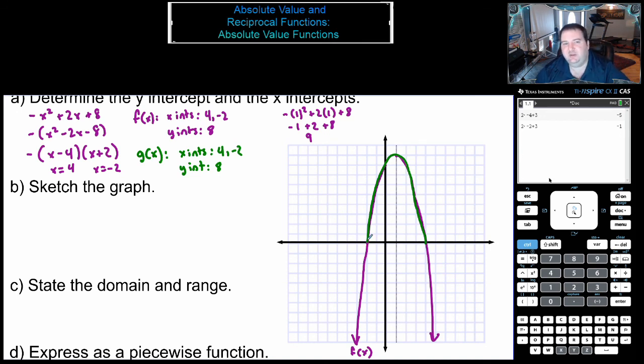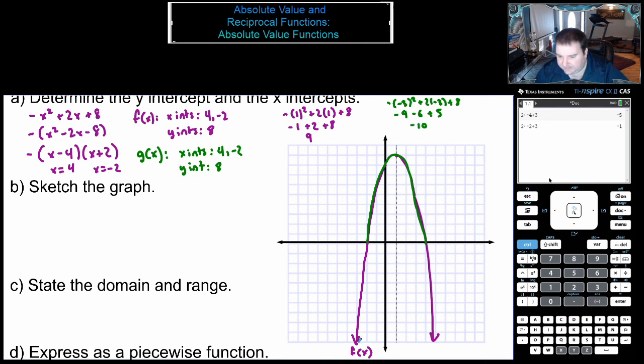So let's kind of just, just to be sure, let's find these values. So when x is -3, we're going to have negative 3 squared plus 2 times -3 plus 8. What is this? -3 squared is 9, so that's -9 minus 6 plus 8, which is going to be -15 plus 8, which is -7.